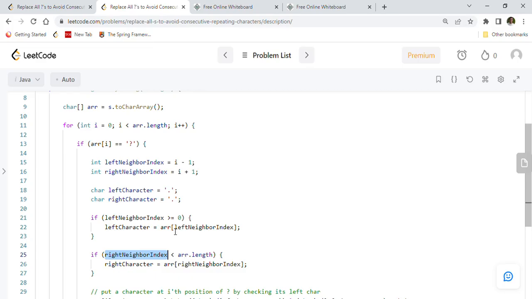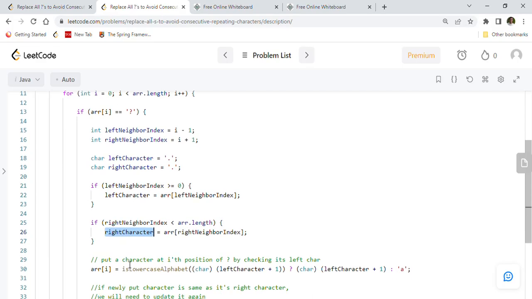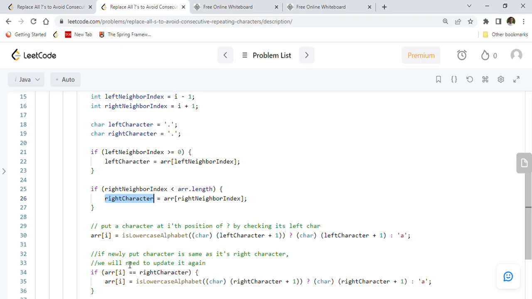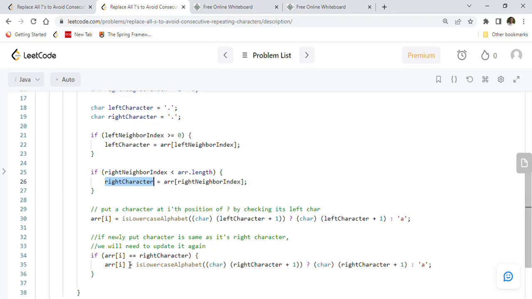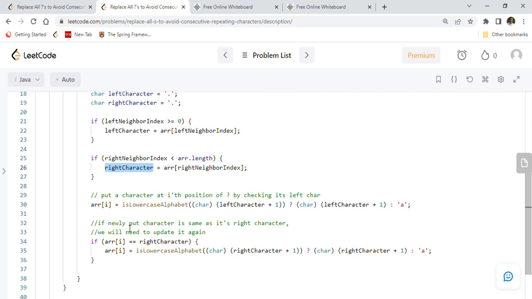So that's what we are checking. Okay, so right character is equal to array of right neighbor index, correct? So you read the left character, you read the right character here, correct? Now you know what is the left character for the question mark, you know the right character for the question mark, right? Now first thing you will try is you want to put a next character of the left character, right? Next character to the left character.